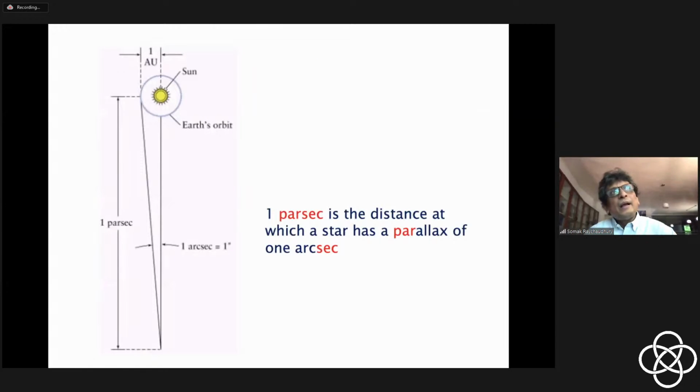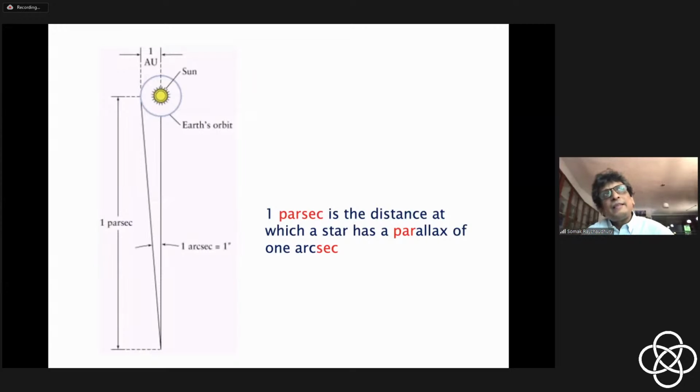This is why our distance measure in astronomy is called a parsec. A parsec is the distance at which a star has a parallax of a second of arc. You remember when I talked about degrees and angular measures, 60 arc minutes make a degree, 60 arc seconds make an arc minute, so 3,600 arc seconds make a degree, right? So you can calculate how many radians there are. I showed you that number, 206,265. So 1 arc second parallax is 1 parsec.